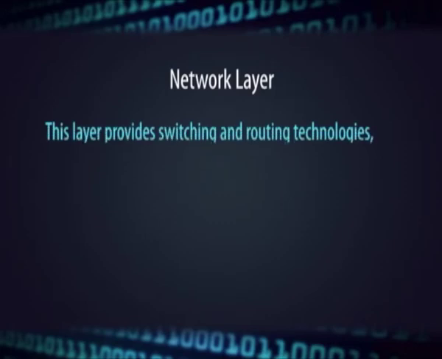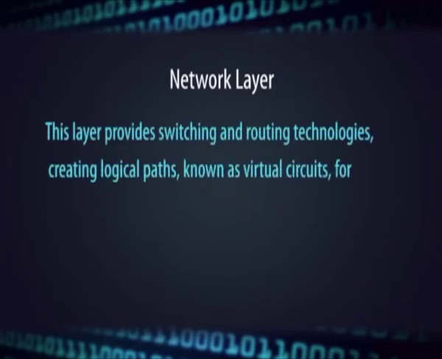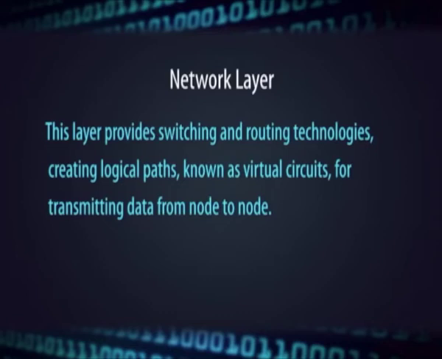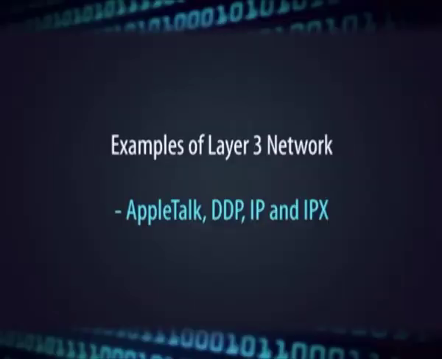Then comes the third layer, network. This layer provides switching and routing technologies, creating logical paths known as virtual circuits for transmitting data from node to node. Routing and forwarding are functions of this layer, as well as addressing, internet working, error handling, congestion control and packet sequencing. Layer 3 network examples include AppleTalk, DDP, IP and IPX.